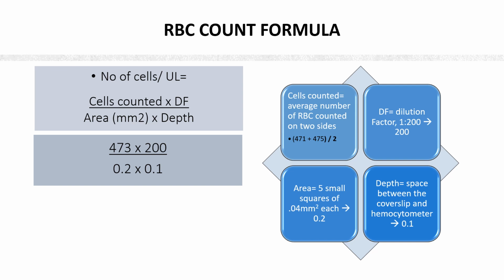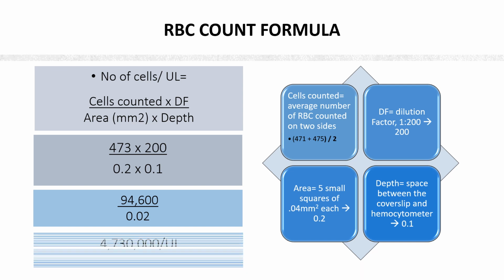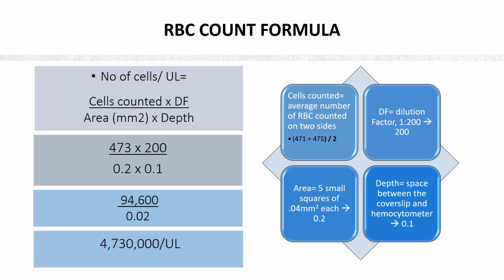Substituting the values in the formula, it becomes 473 times 200 divided by 0.2 times 0.1. We will have 94,600 divided by 0.02. Our red blood cell count then is 4,730,000 per microliter.